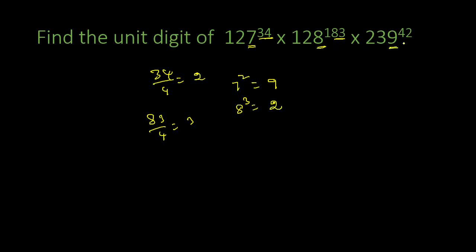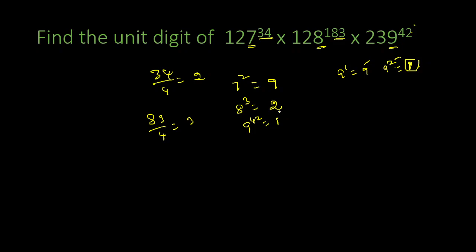And take this 9 here. 9 to the power of 1 is 9. 9 squared is 1 again. So that means for every odd power it will be 9, and for every even power it will be 1. 9 squared is 81, so I write 1 as the unit digit. So 9 to the power of 42: 42 is an even number, so it will be 1.